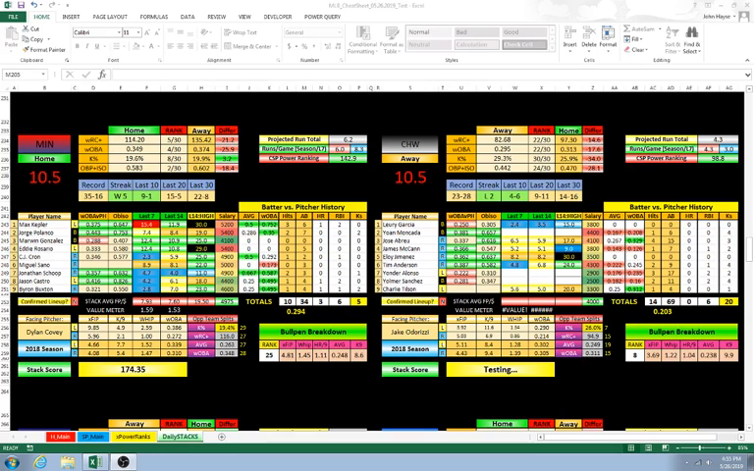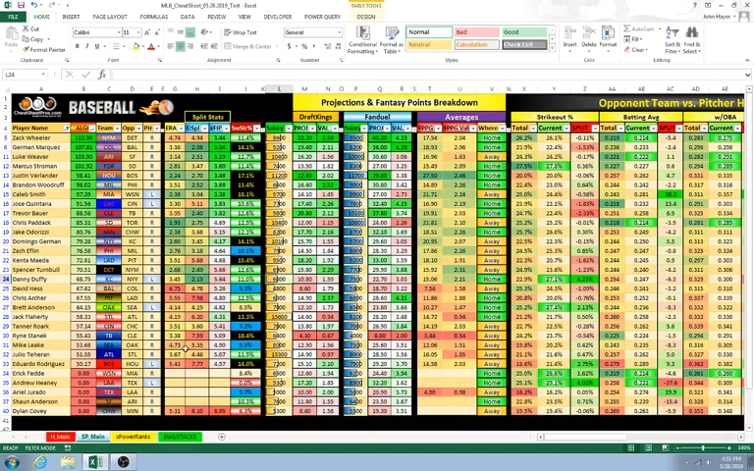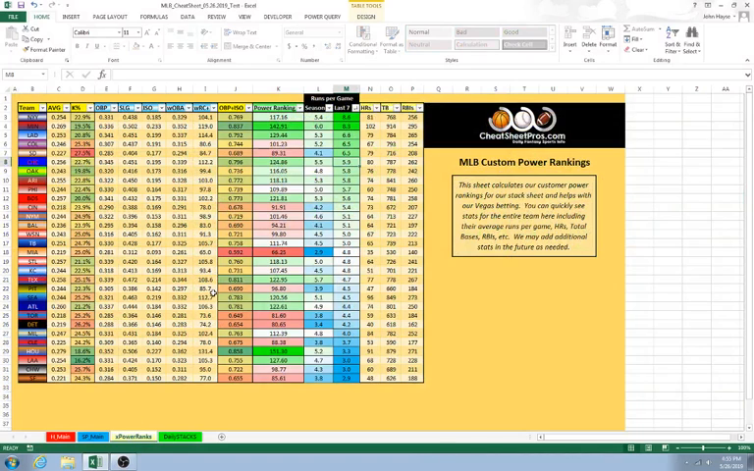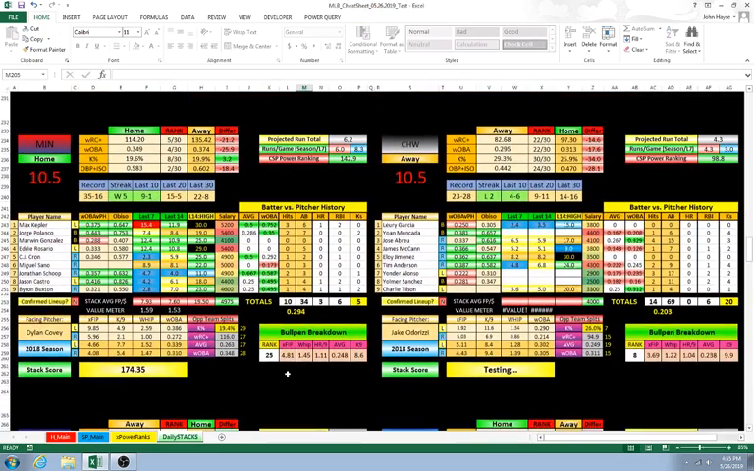Now you'll notice here at the bottom there's also a hitters tab that breaks down a bunch of information, a pitcher tab that breaks down a bunch of information, and I also have kind of a power rankings tab, and we'll run over those at the end because I believe those are less important. So what I'm going to focus on here is this daily stacks tab.